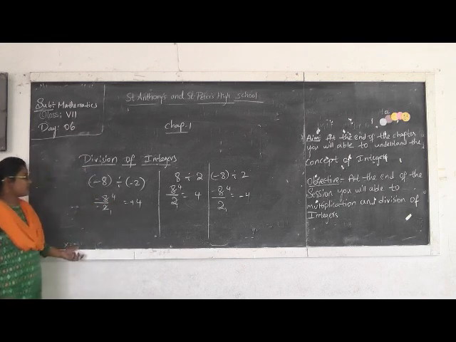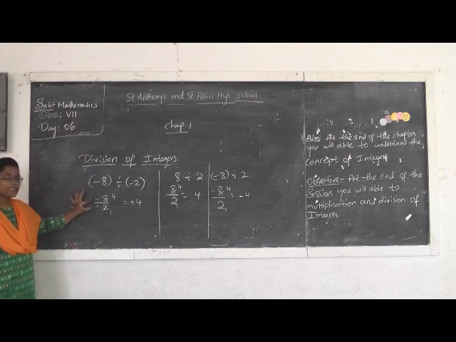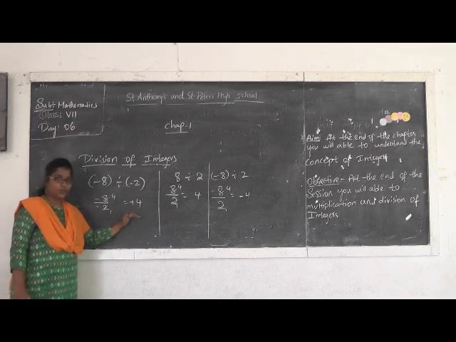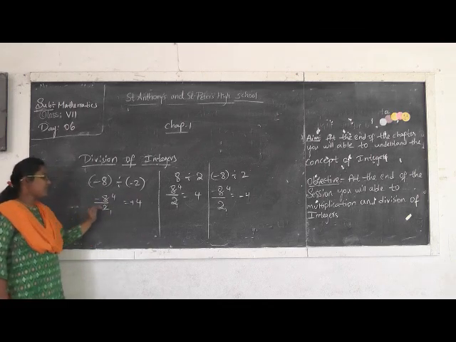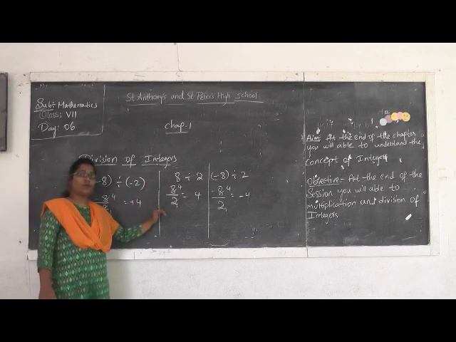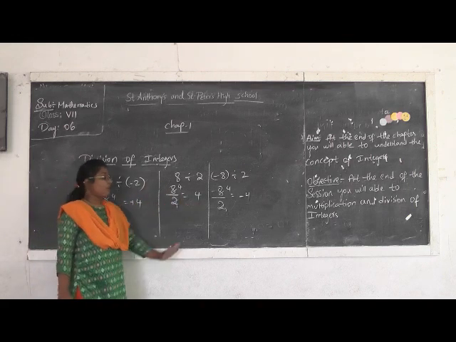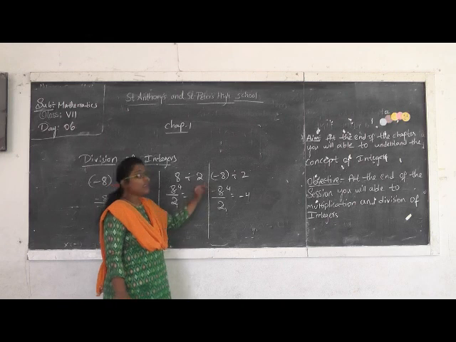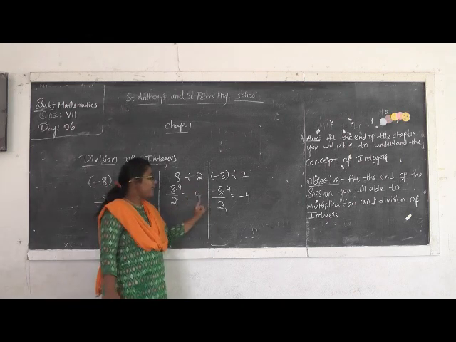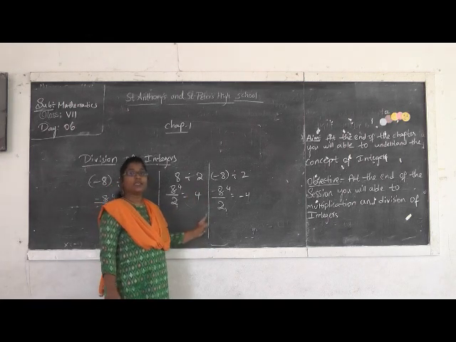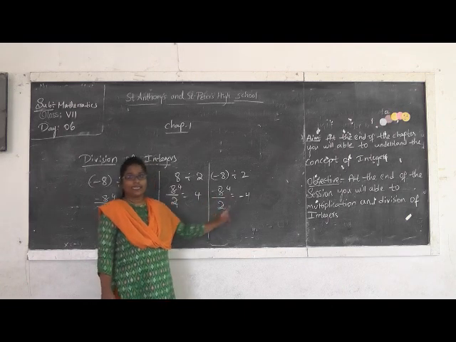So once again we cross-check. Whenever we are dividing two like symbols, the result is positive. Here both are negative, so the result is positive. Both are positive integers, so the result is positive. But coming to this example, only 8 is a negative integer and 2 is a positive integer, so the result is a negative integer.